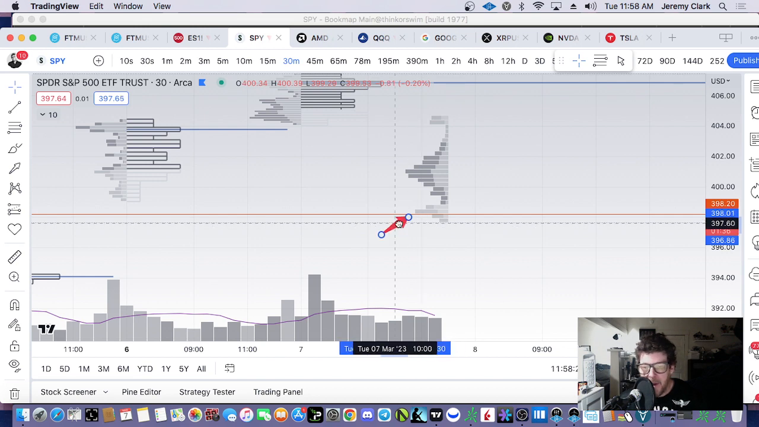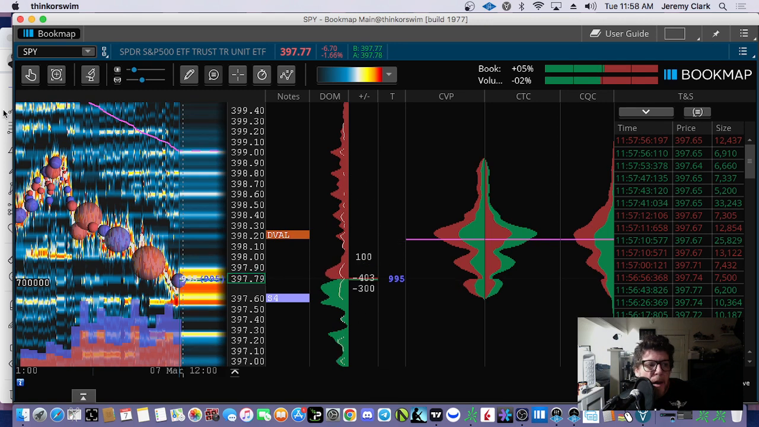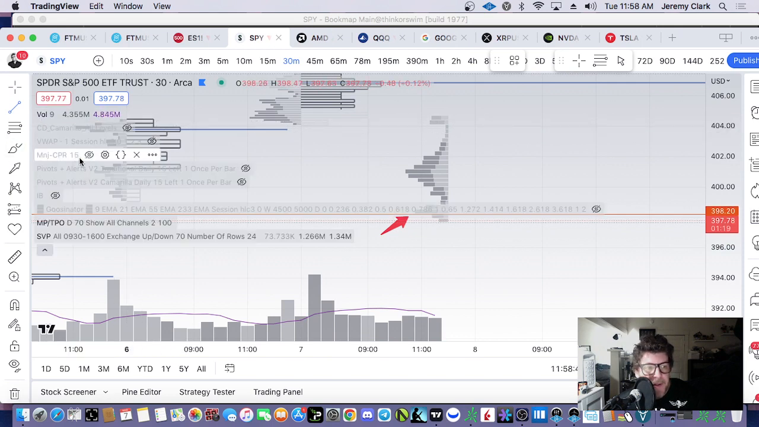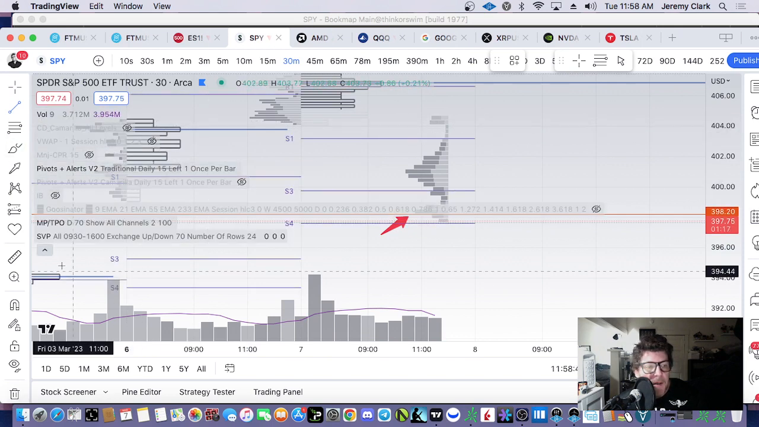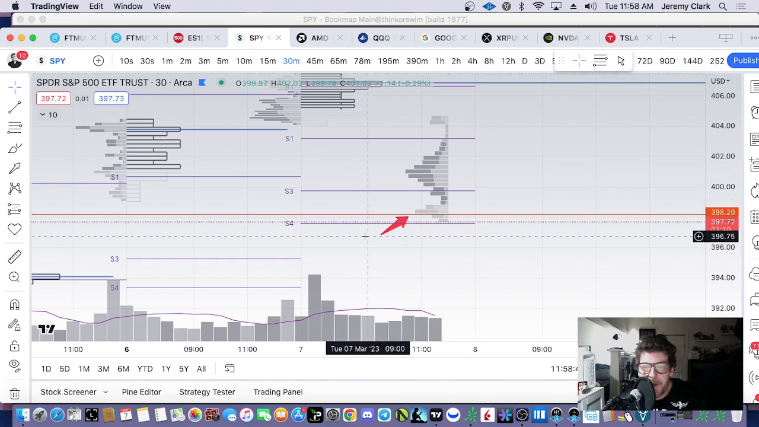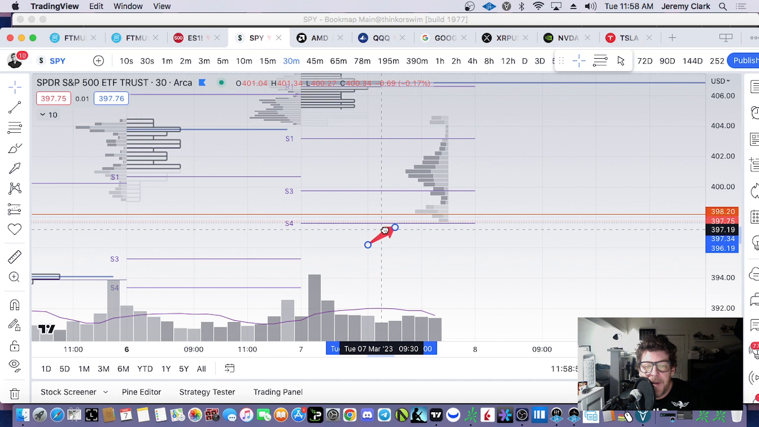Sure enough, this is what it looked like on Bookmap. You can see there's not much interest there after it happened. It moved through it, but this was a pretty important area in the beginning. And then I'm just going to go back over here and show you, if I add in the pivots, we should be getting pretty close to S4. And sure enough, there's S4. It looks like we may have just hit it, or we are about to.